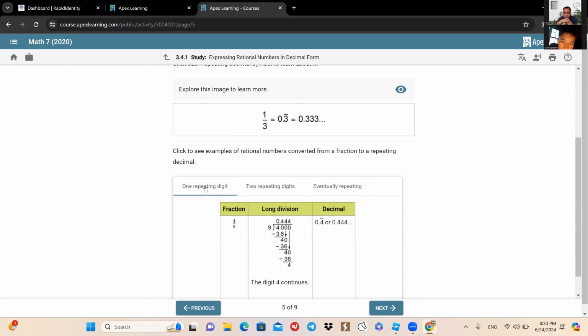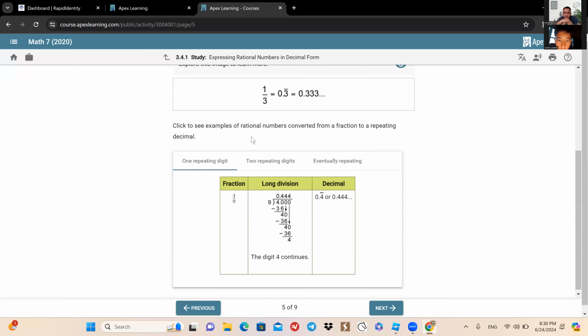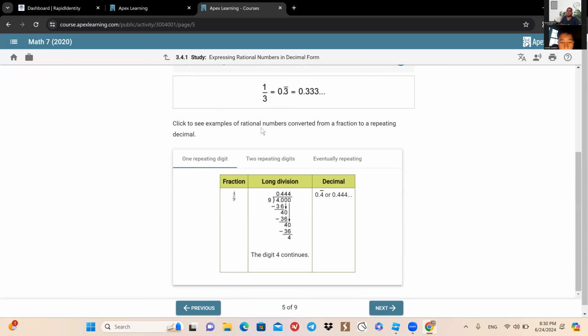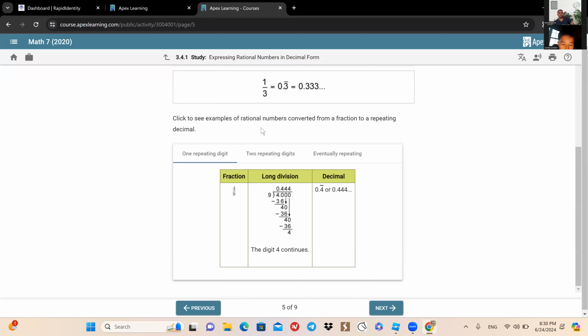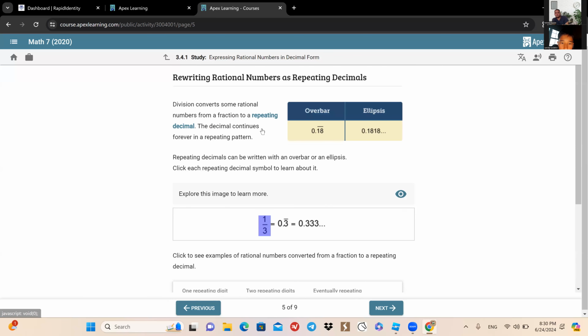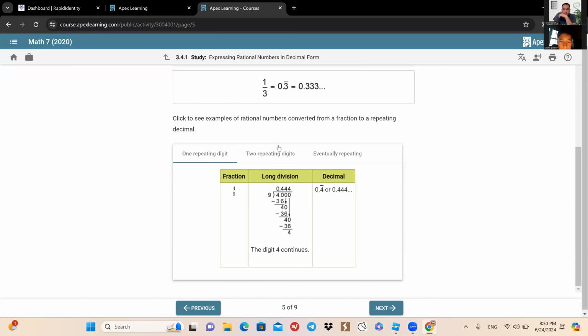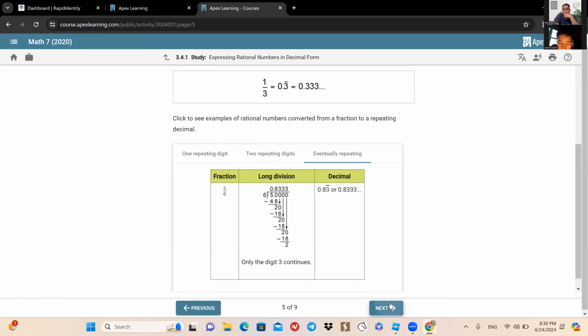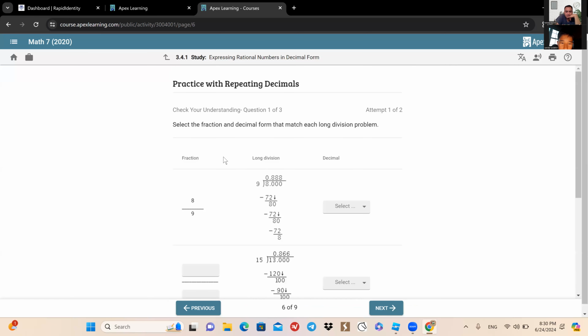Okay. So 1/3 equals 0.3 with an overbar. Yeah, it's the same thing. There's nothing there to do. We have 3 more only.